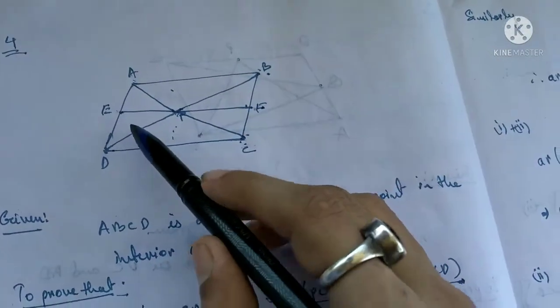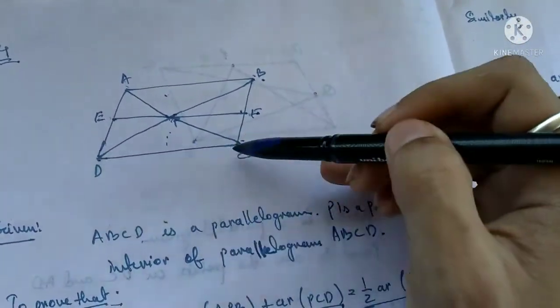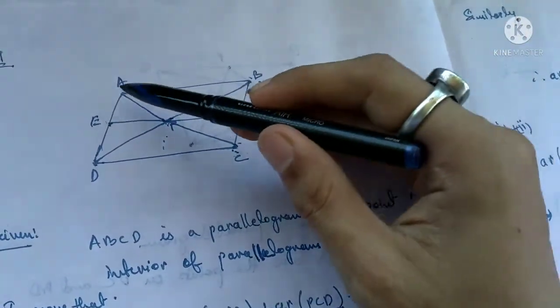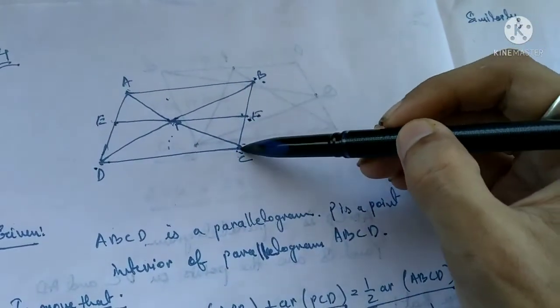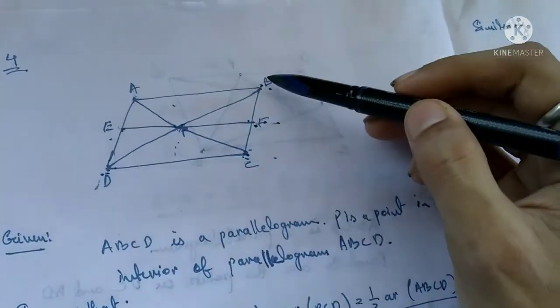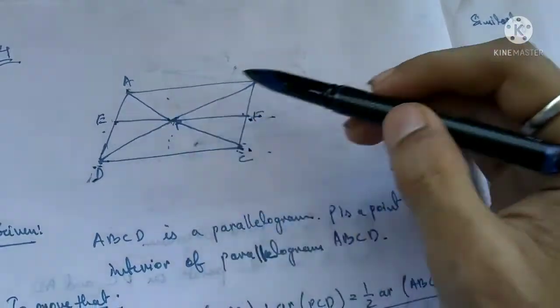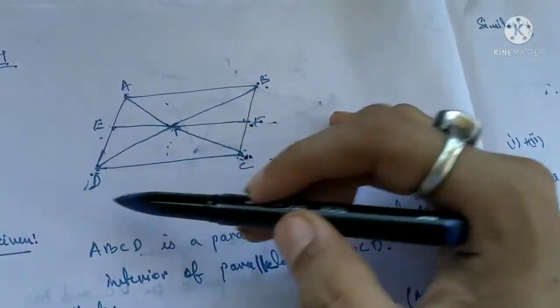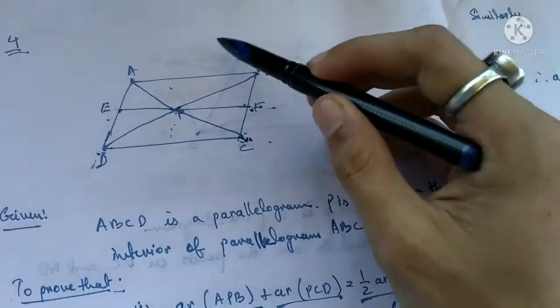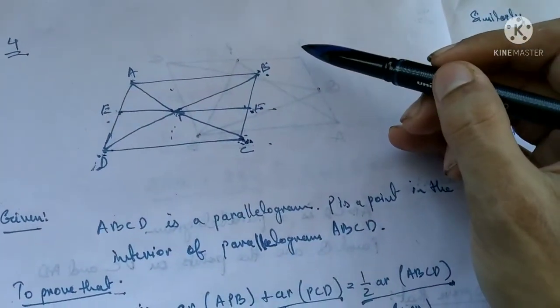DC is parallel to EF, and then next AD is parallel to BC. First of all I will say that DC is parallel to EF and AD is parallel to BC. Why? Because ABCD is a parallelogram. Yes, AD is parallel to BC. Why? Because ABCD is a parallelogram.